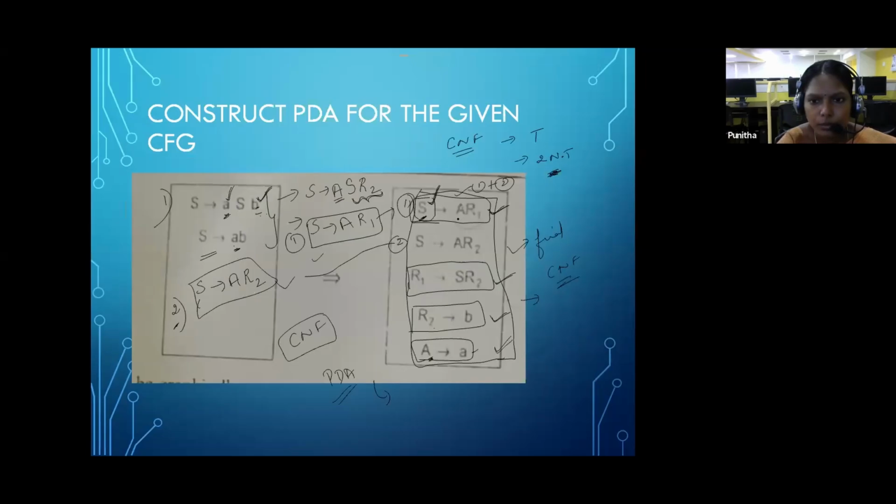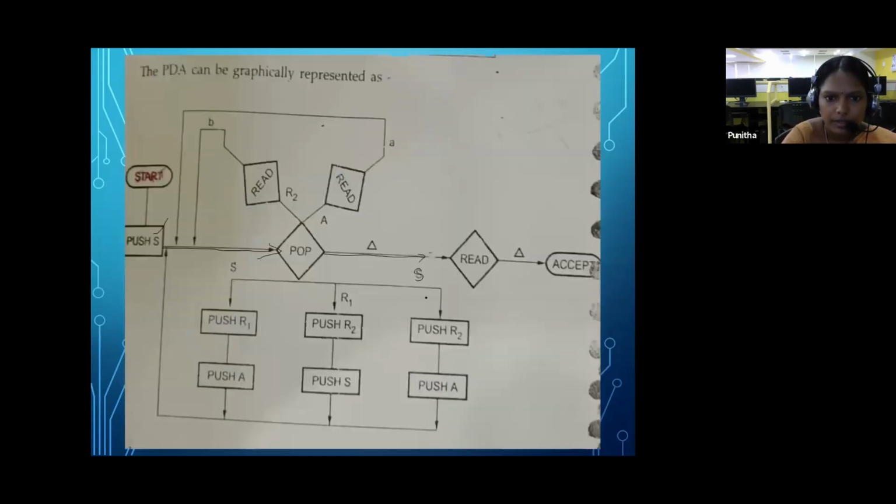Then I need to look at the RHS. Here I have to pop S and then push R1, push A. We already did the pop yes. Next I have to push R1, then push A. Then I join this into pop.